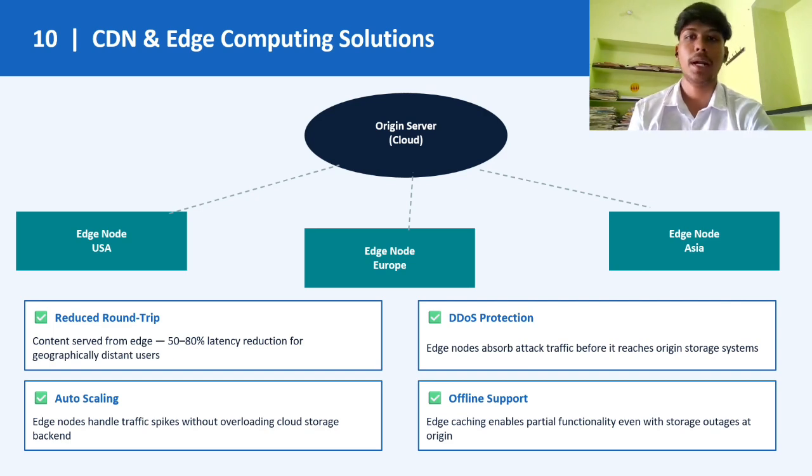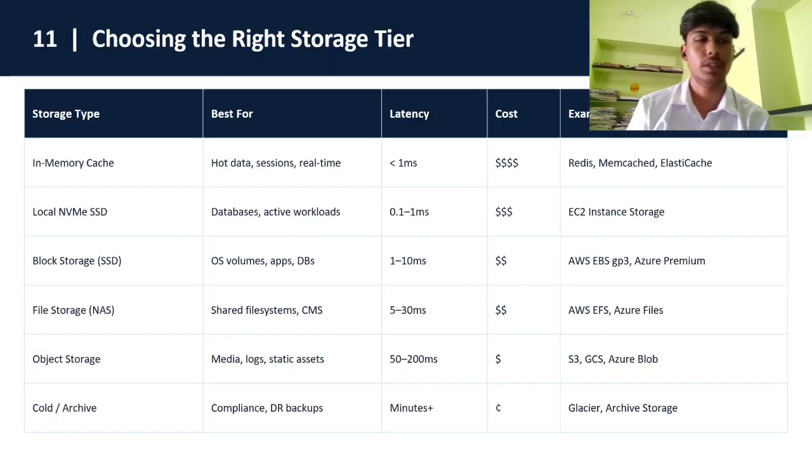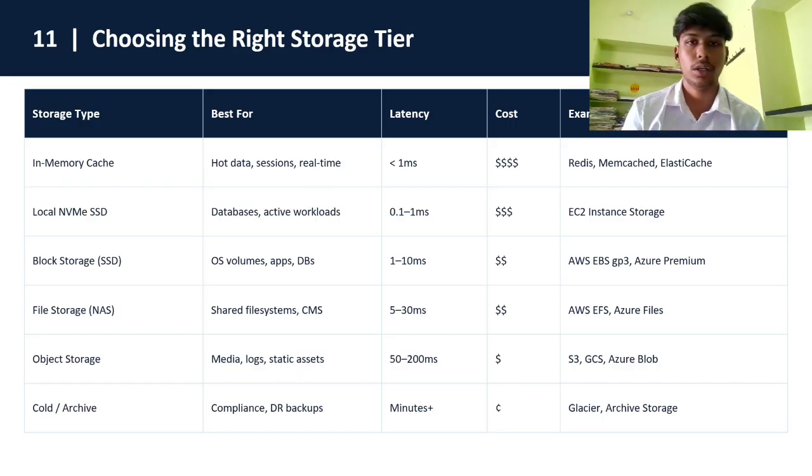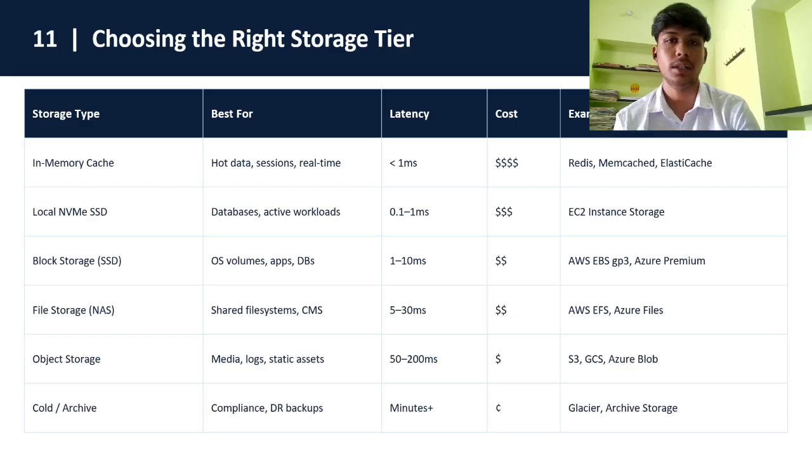Now, let me give a practical framework for making storage decisions. Choosing the right storage type is the most important thing for cloud applications. This covers the storage types, their latency, their cost, and their services. First, the simple rule is: the more frequently the data is accessed, the faster the storage should be. Memory cache is for your hottest, most frequently accessed data: sessions, real-time feeds, shopping carts. Super fast, but very expensive. Use it selectively.